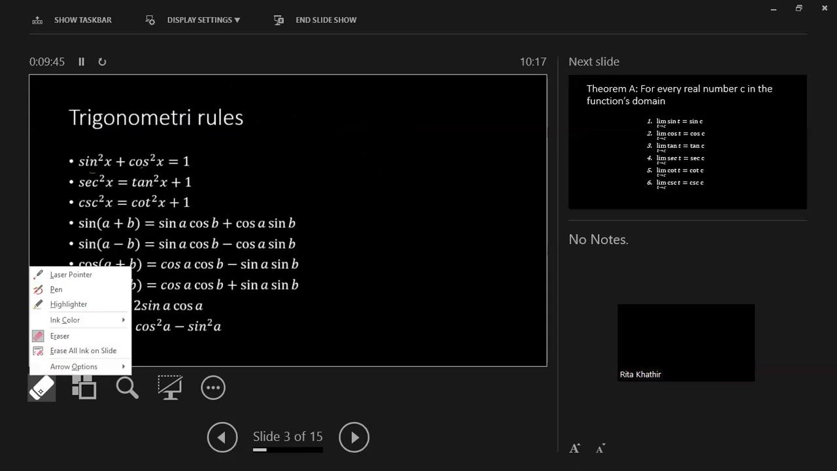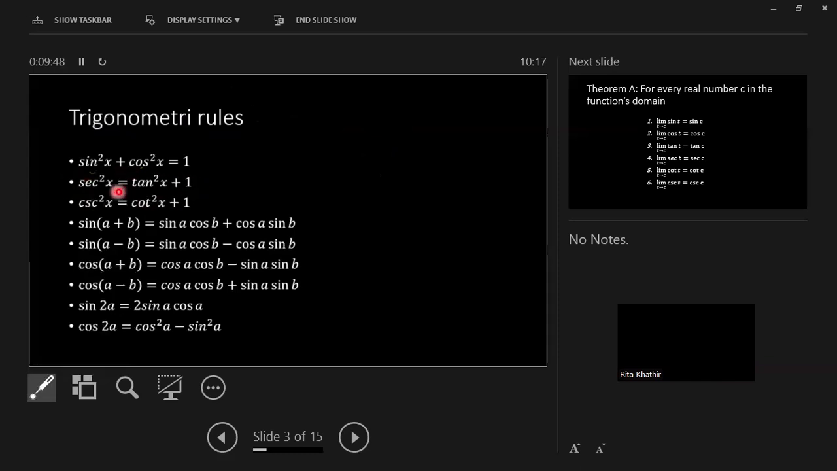Okay, now look at the secant and cosecant rules. Secant square of x equals tangent square of x plus 1, while cosecant square of x equals cotangent square of x plus 1. You will remember these rules by having experience with using them. You can also learn by heart. For me, in the past, I wrote the rules on small papers and put them in my wallet, so I could see them every time I opened the wallet. Then I can remember them.